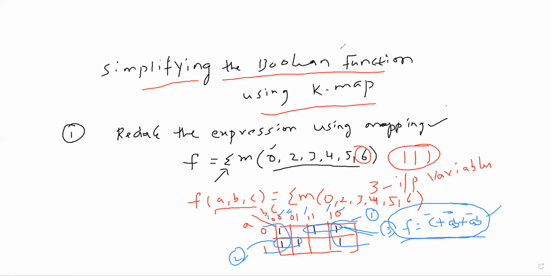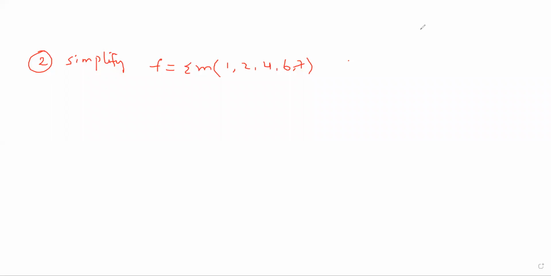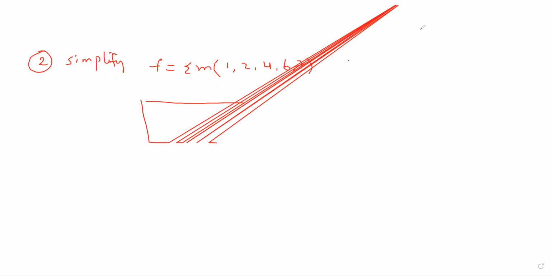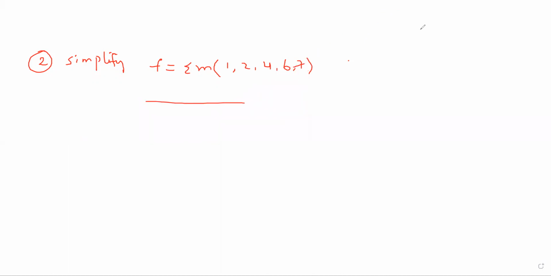Now we will see one more example here using K-map. If you observe this question here, we are given summation m of 1, 2, 4, 6, 7. If you observe one more time, the highest digit is 7, therefore we require 3 variables. That means I require a 3 variable K-map here. Okay, sorry for that, guys. Observe here, I require a 3 variable K-map. I'm going to draw the 3 variable K-map here.